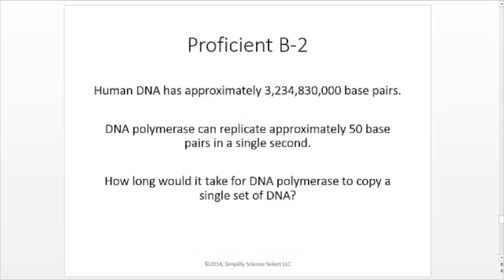Here's a proficiency question. Human DNA has approximately 3,234,830,000 base pairs. Now, approximately the rate at which DNA polymerase can replicate is about 50 base pairs per second. How long would it take for DNA polymerase to copy a single set of DNA?